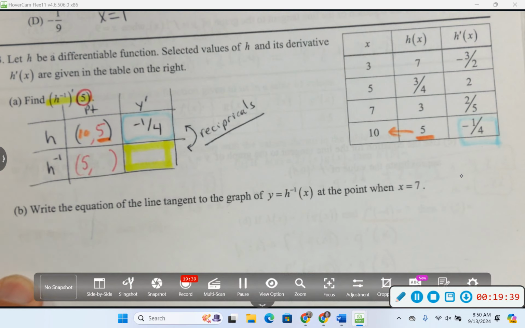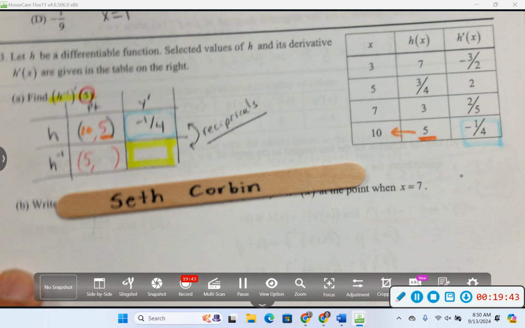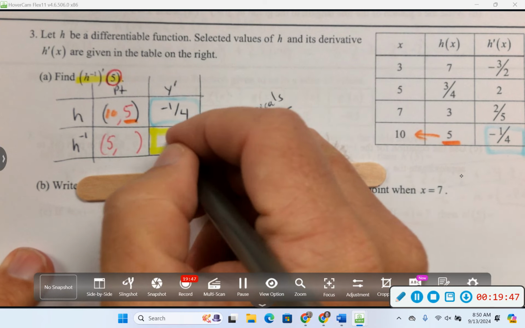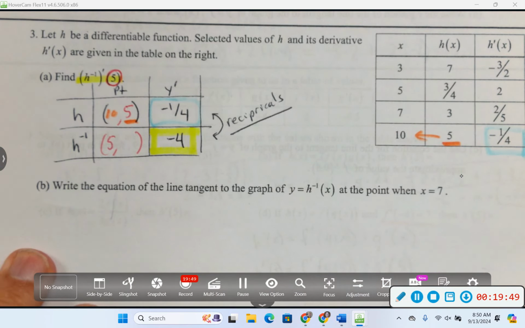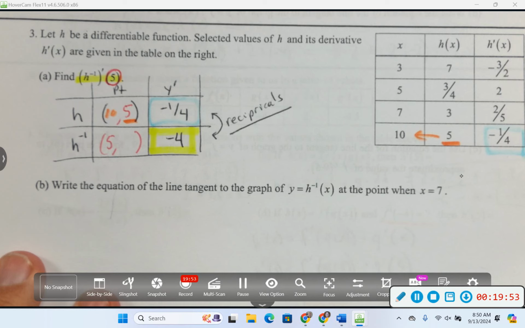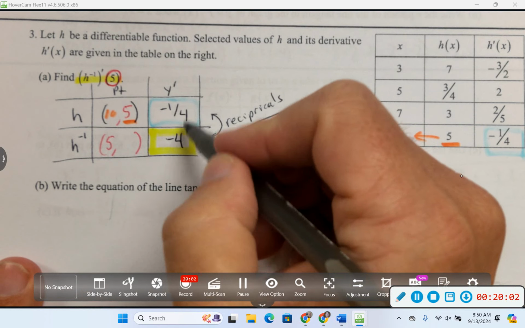And so lastly, Seth, what goes in my yellow box for my answer? It'd be negative 4 because it's got to be the reciprocal of. And that's why those are kind of confusing. It's like, that was a lot of jumping around there. But at the end of the day, all you're doing is finding the reciprocal.